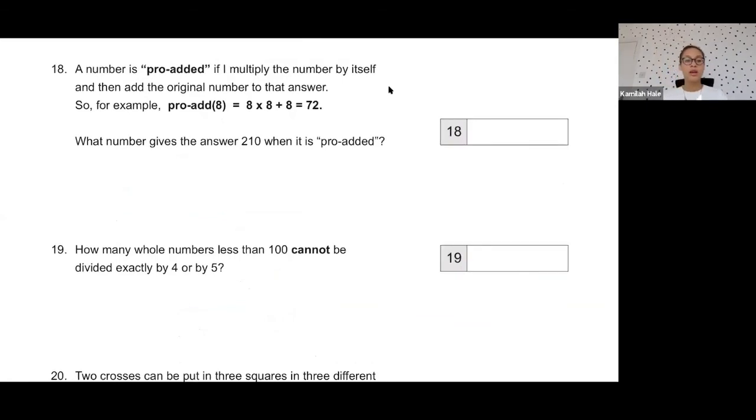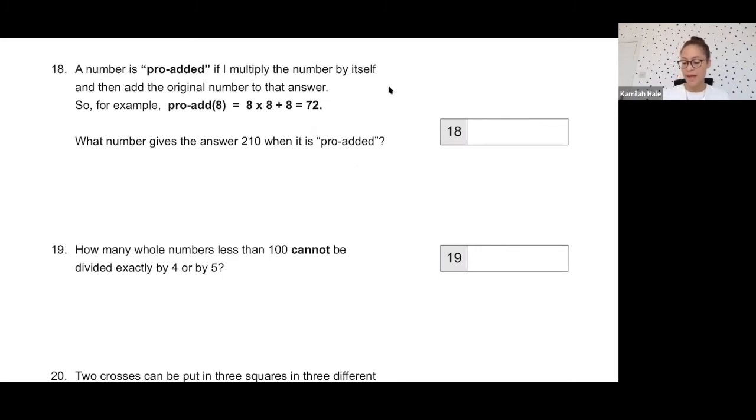Okay, a number is pro-added. They've made this thing up, if you're wondering. If I multiply the number by itself and then add the original number to that answer. So for example, pro add 8, you do 8 times 8, multiplying it by itself is 64, and then you add the original number, and then you would get 72. So what number gives the answer 210 when it is pro added? Now make sure you don't pro add 210. We want to know what number gives 210 when it's pro added.